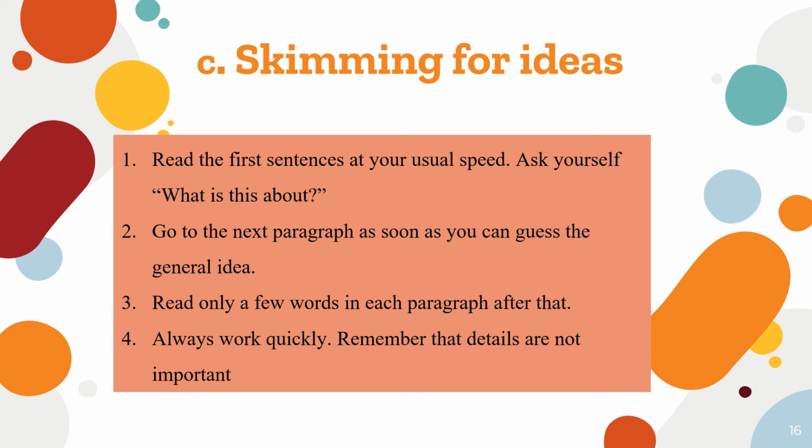So here are the steps for skimming a chapter from a book or an article. Let's start with the first one. Read the first sentences at your usual speed. Ask yourself, what is this about? Second, go to the next paragraph as soon as you can. Guess the general idea. Remember, you don't need to know the details. You only want to learn something very general about the chapter or article.